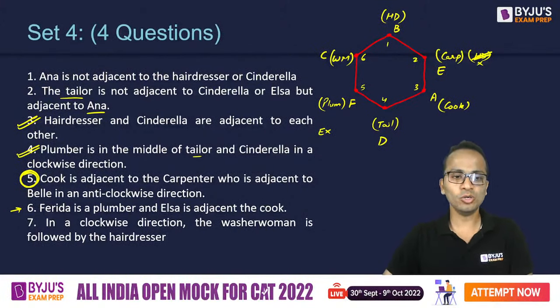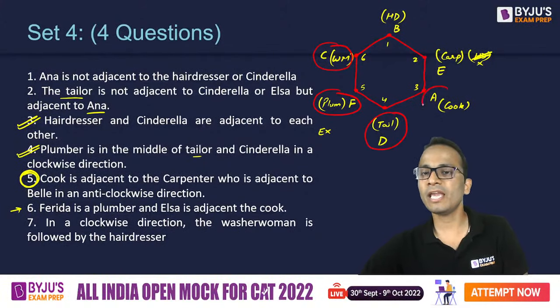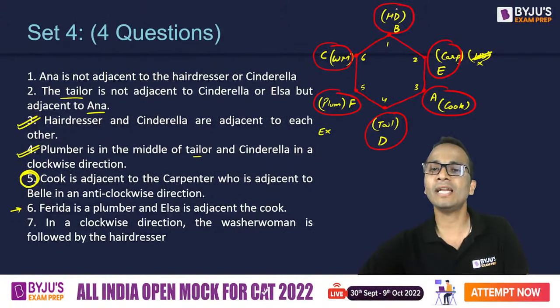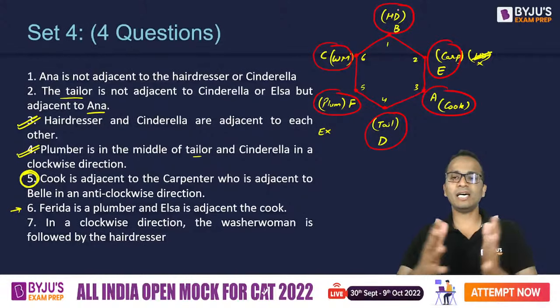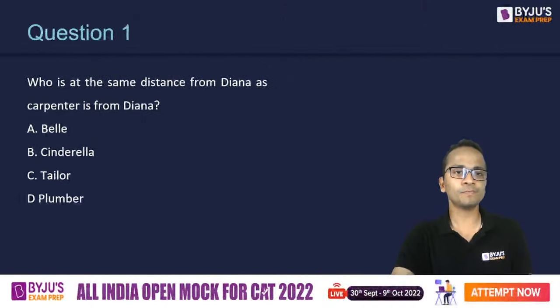Okay. So now I'll just circle the positions of all these people. Wait, red color से circle कर देते हैं. So C and washerwoman, F and plumber, D and tailor, A and cook, E and carpenter, and B and hairdresser. So these are the arrangement of these 6 people. Okay. So let us now quickly answer all the 4 questions.